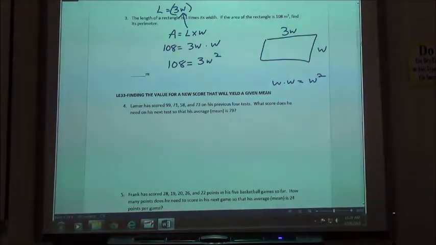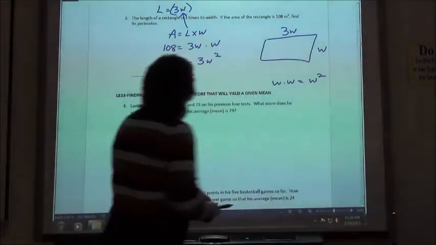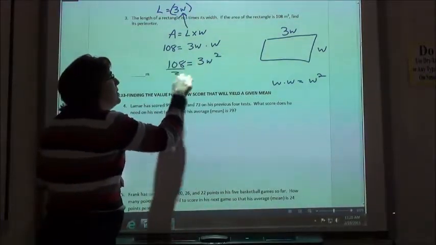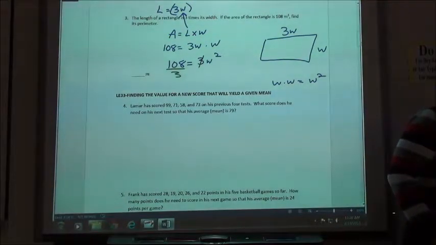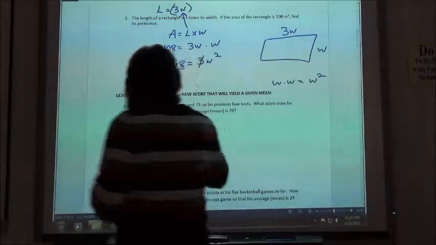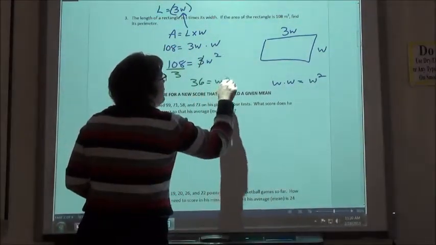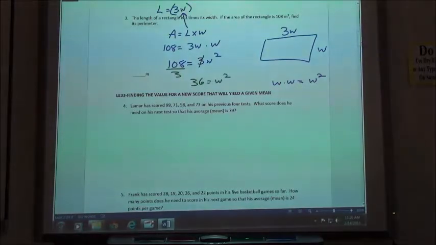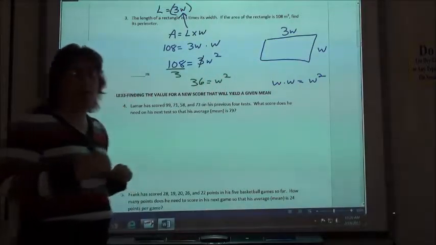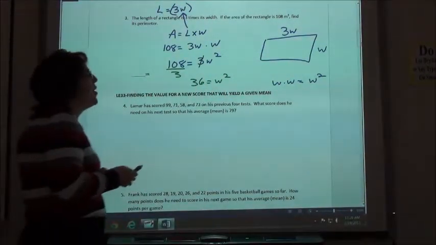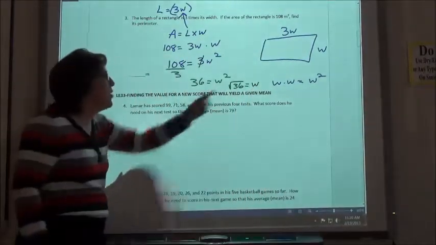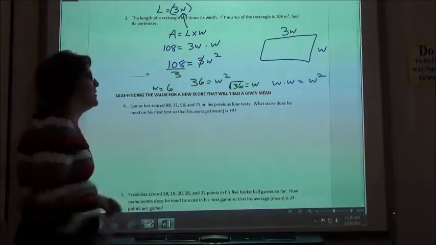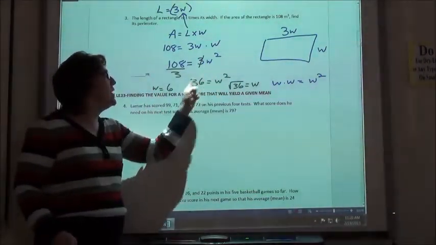If I want to solve that, I'm going to get rid of my coefficient first. So I'm actually going to divide by that 3 to get the 3 out of there. So I'm going to take 108 divided by 3, which gives me 36. 36 is equal to W squared. Now probably most of you in your head can think about what number times itself is 36, but what technically you're doing is the opposite of squaring. The opposite of squaring is taking the square root. So I would say the square root of 36 is equal to W. And the square root of 36 is 6. You know that if you take 6 squared, 6 times 6, you get 36.